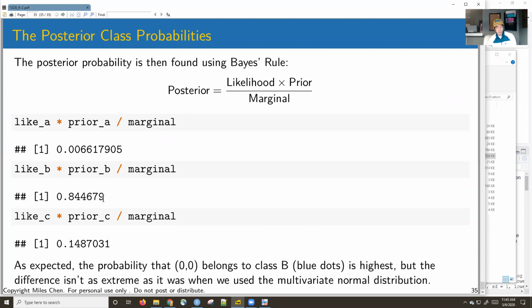And so when we do this, class B is still the most likely, around 84, 85%. But then class C is no longer the least likely, it's the second most likely, okay? Which, you know, might feel a little bit strange, or might feel a little off.